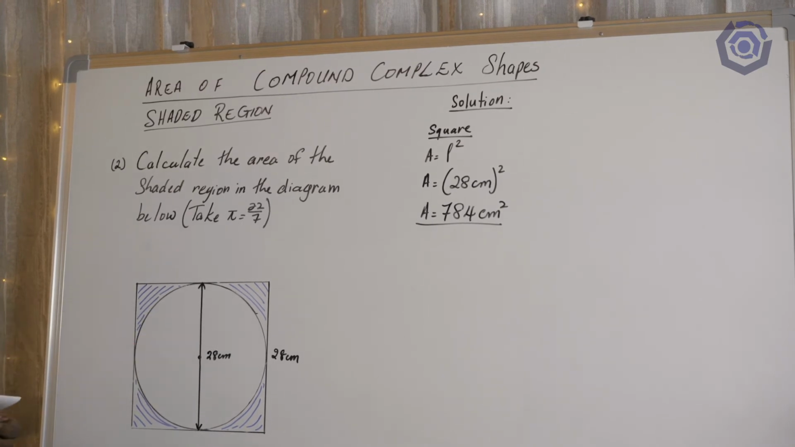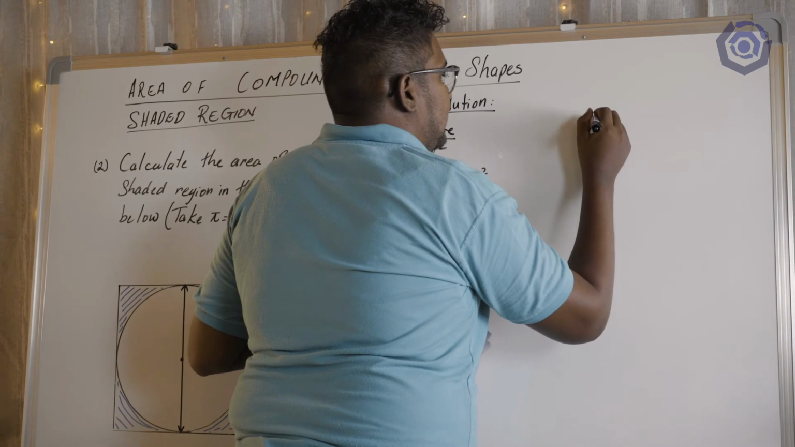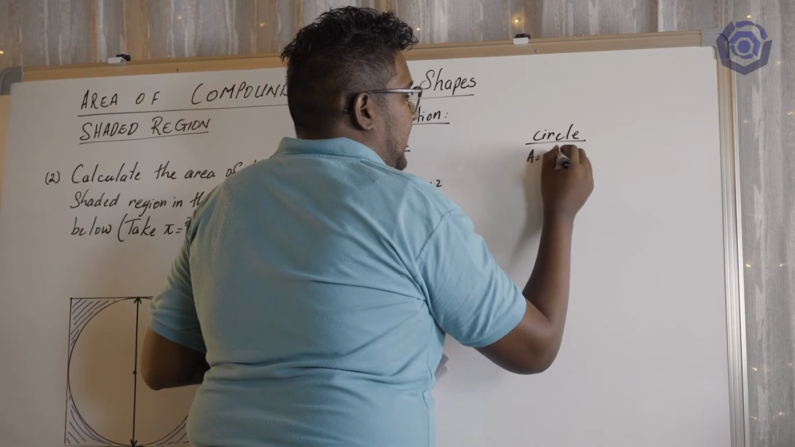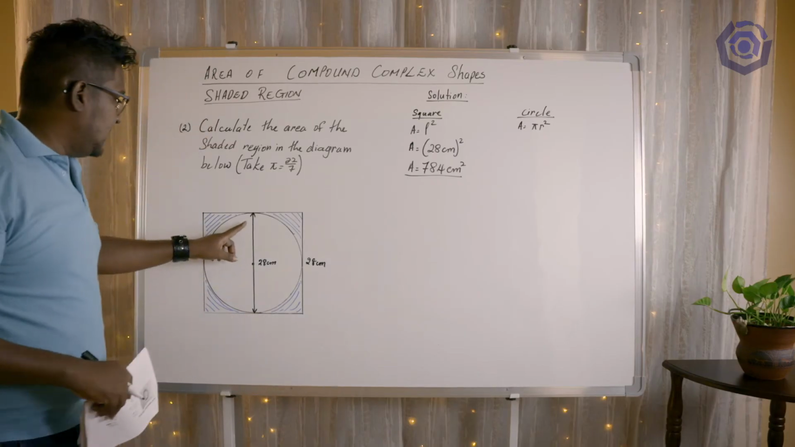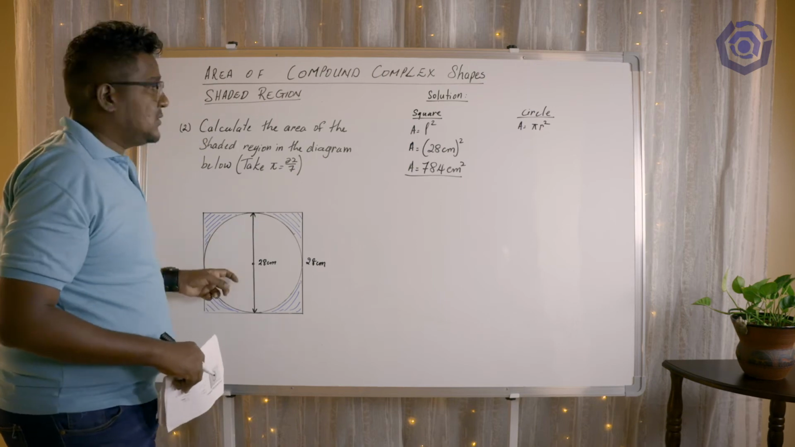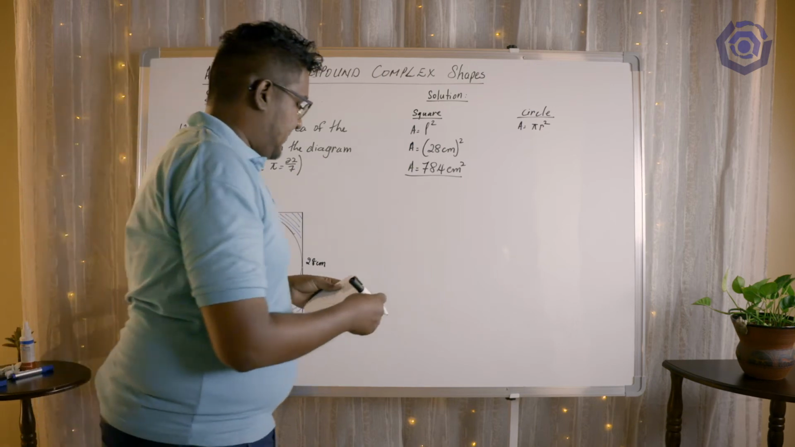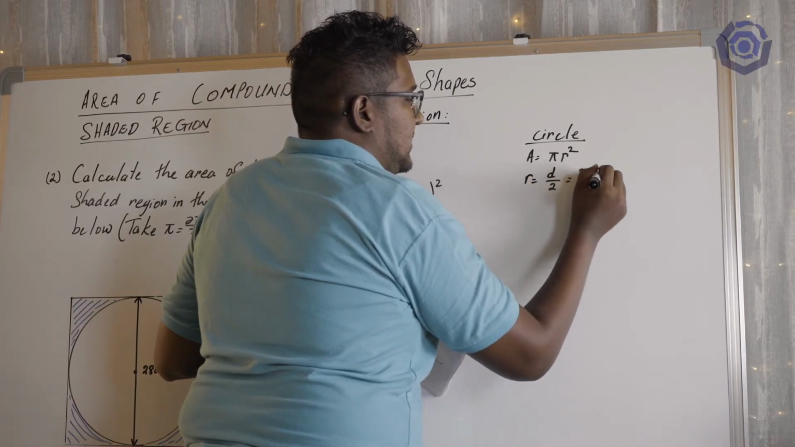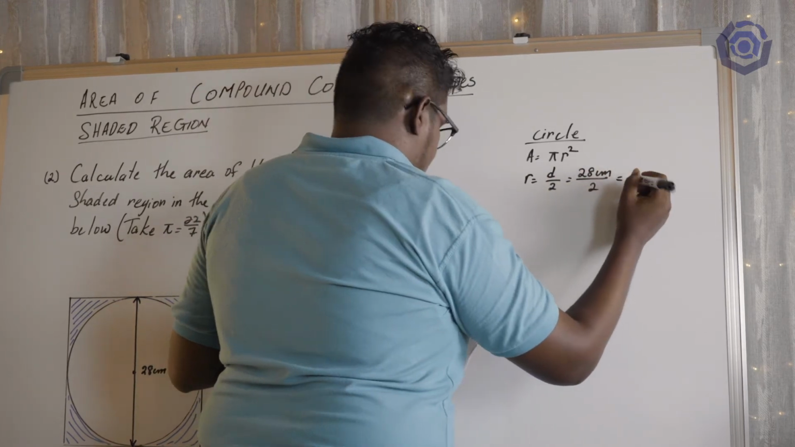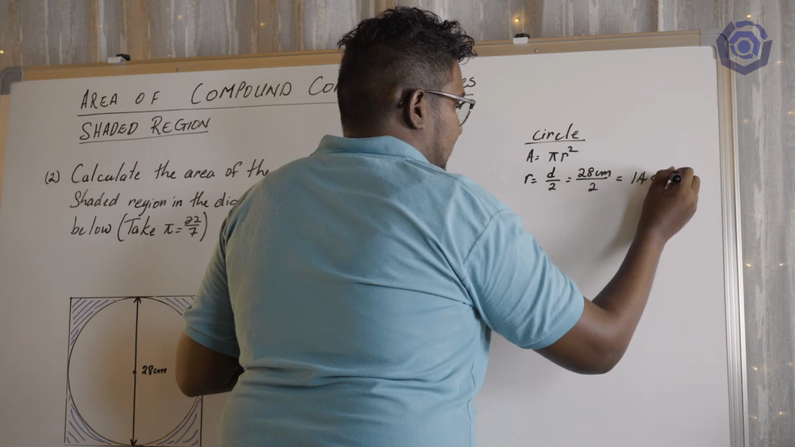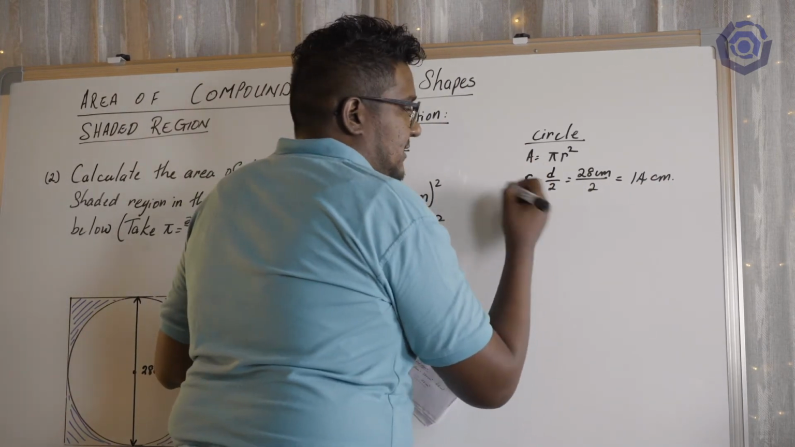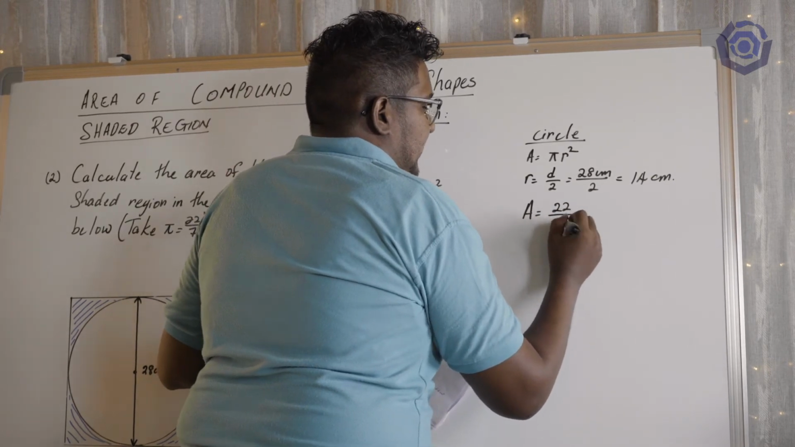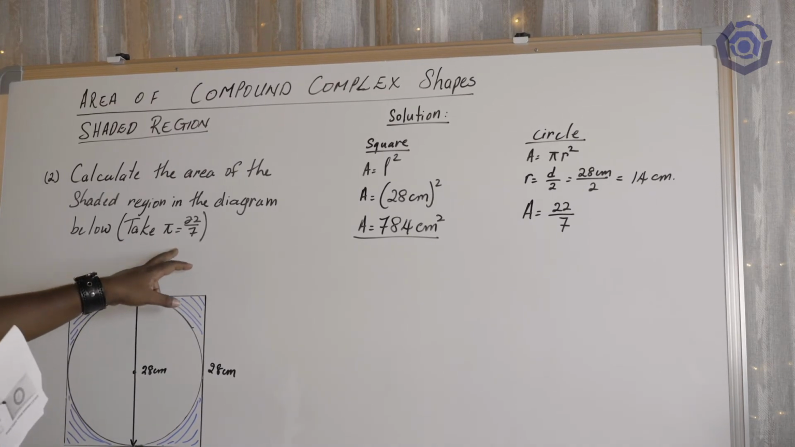Now let's find the area of our little shape, and that would be the circle. Area is equal to pi r squared. But this 28 here is not our radius. This 28 is our diameter. So first we have to find what our radius is. So radius is equal to the diameter divided by 2. That would be 28 cm divided by 2. And my radius is going to be 14 centimeters. Now using this in our formula, let's substitute our values. A is equal to pi, which is 22 over 7. And if you notice here, they say take pi as 22 over 7.